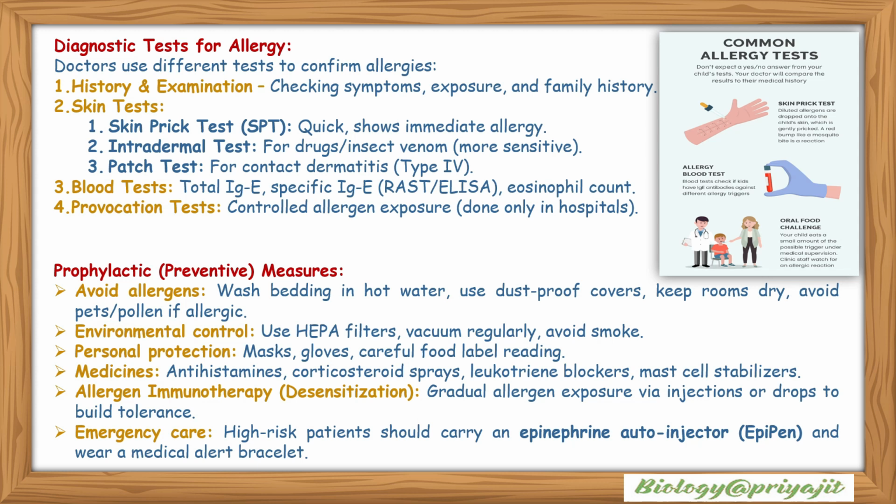Prophylactic or preventive measures: avoid allergens, wash bedding in hot water, use dust proof covers, keep rooms dry, avoid pets or pollens if allergic. Environmental control: use HEPA filters, vacuum regularly, avoid smoke. Personal protection: masks, gloves, careful food label reading, etc. Medicines: antihistamines, corticosteroid sprays, leukotriene blockers, mast cell stabilizers.